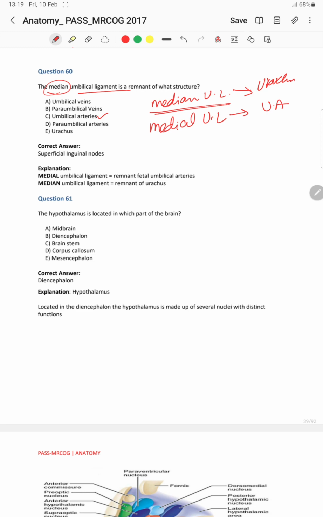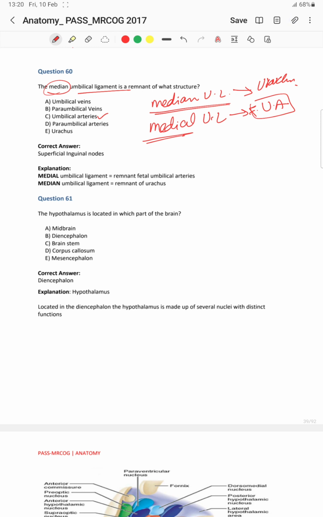I'm going to again tell you that you have to read the question twice or thrice before answering. As they have asked in the previous MCQs, the medial umbilical ligament is the umbilical artery, sorry, not uterine. This is so confusing, I also get confused a lot of the times, whether they are asking about the umbilical arteries, umbilical veins or the uterine arteries. This is a very common confusion, so you have to be very careful before you answer. The median umbilical ligament is the remnant of the urachus, and the medial umbilical ligaments are the remnants of the fetal umbilical arteries.